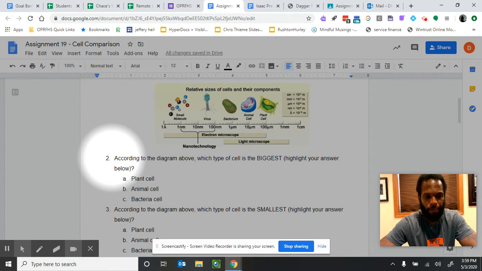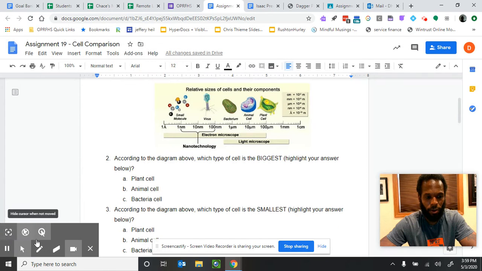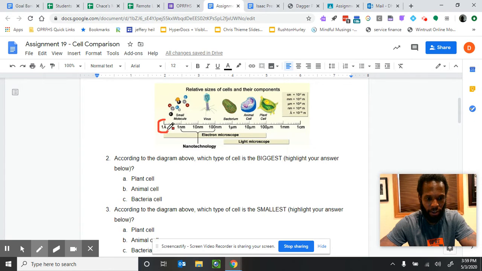Let's go to question 2. According to the diagram above, which type of cell is the biggest? Highlight your answer below. So if I look at this diagram above right here, this side right here is the smallest, and this side right here is the biggest. So which type of cell is the biggest? Is it a plant cell, animal cell, or bacteria? Now here the word bacteria is, but here it's actually called bacterium, so it's a little bit different. So which one's the biggest of those three?